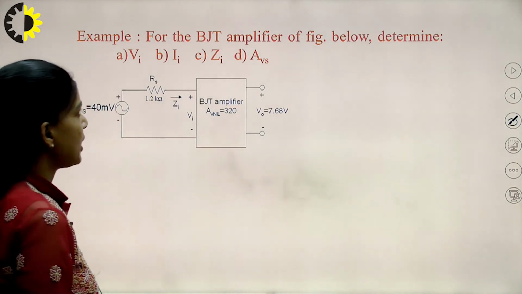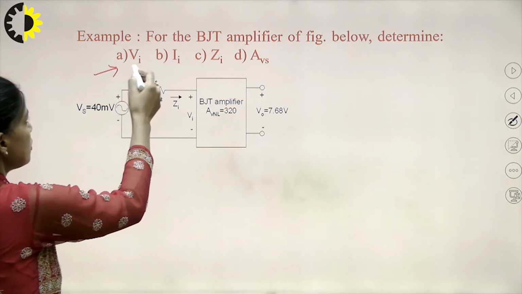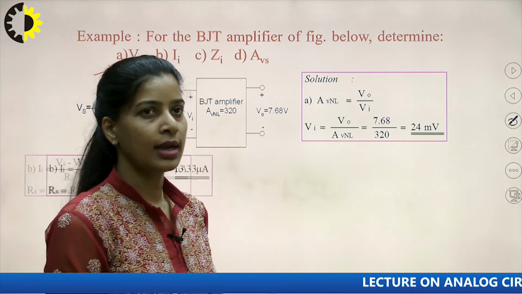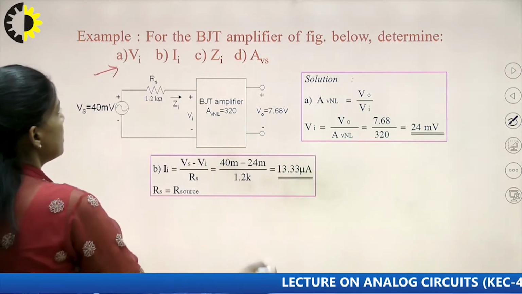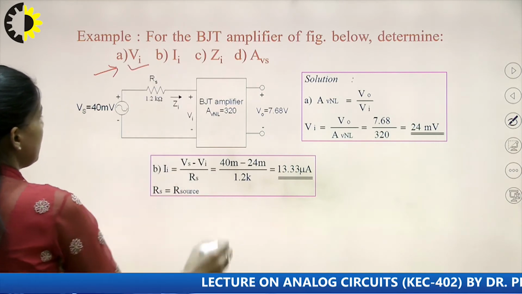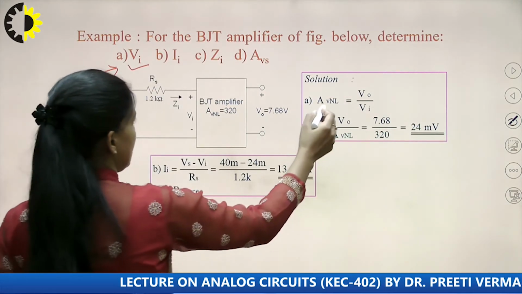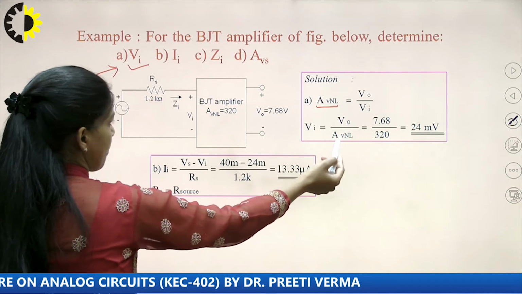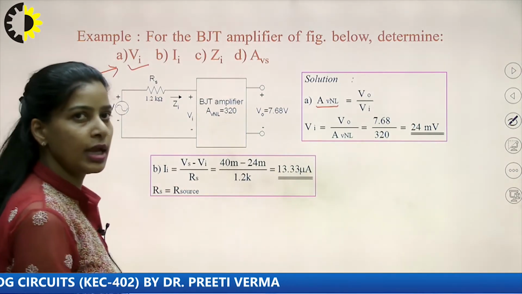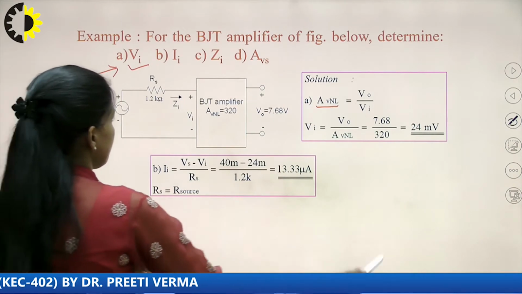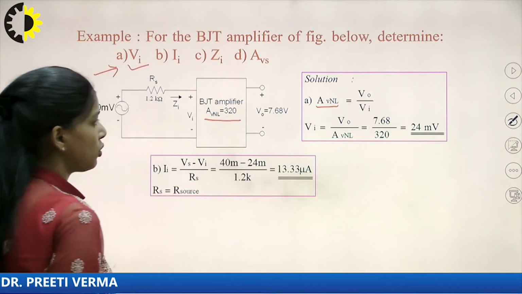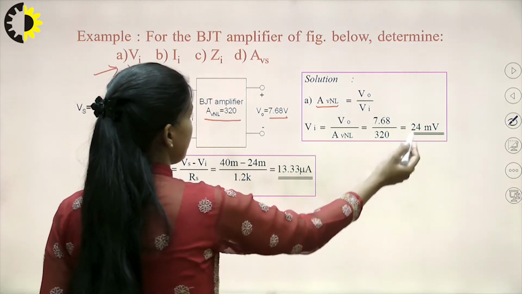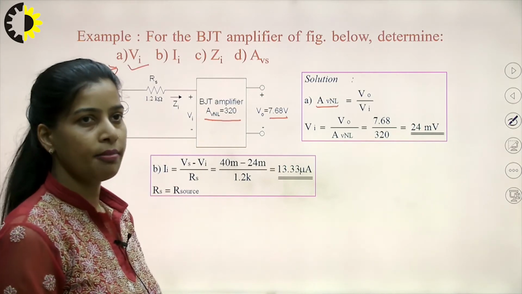For the BJT amplifier circuit, it is asked to calculate these values. All these we have seen, so we can directly put the known values into the formula to get the final value. V input, I input, and AV NL, that is VO upon VI. VI we can have as V naught upon AV no load, that is voltage gain with no load. The voltage gain with no load is given as 320. Putting the values, VO is also given, we get V input as 24 millivolts.